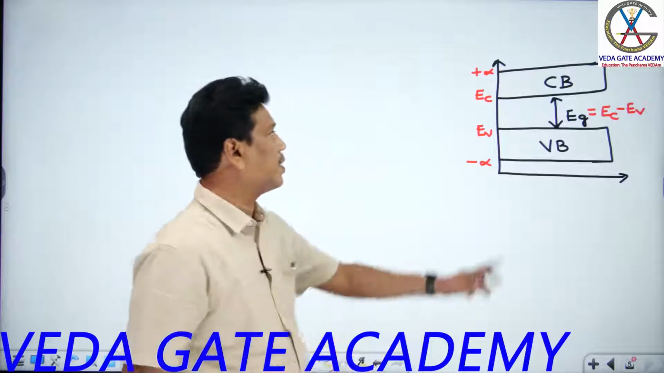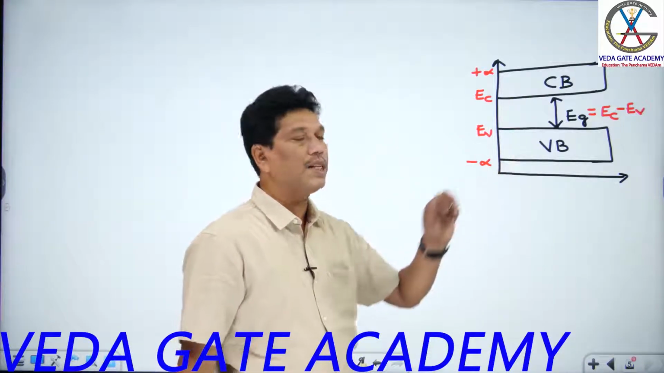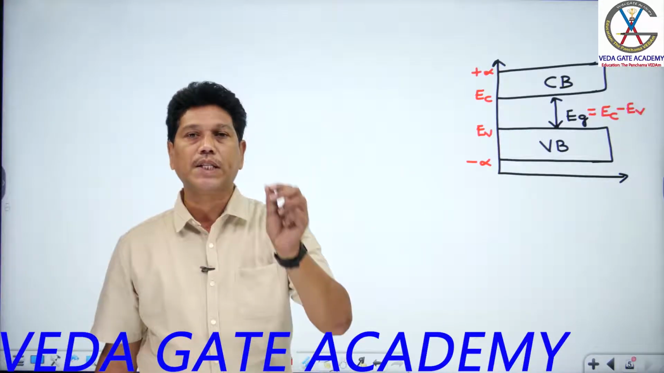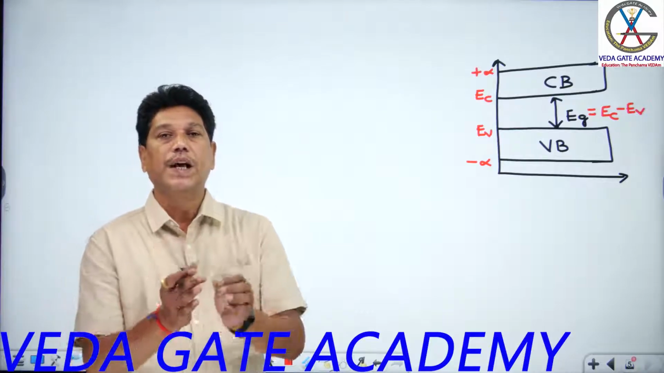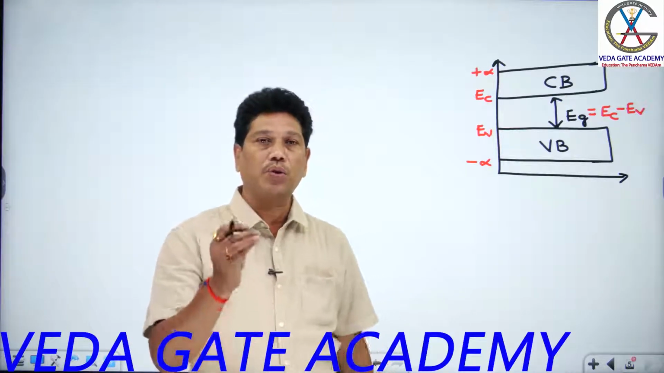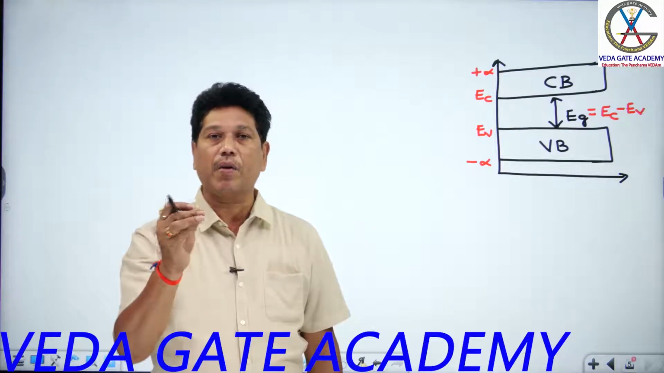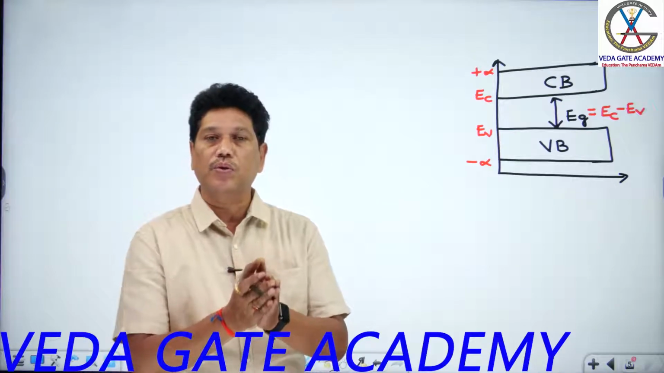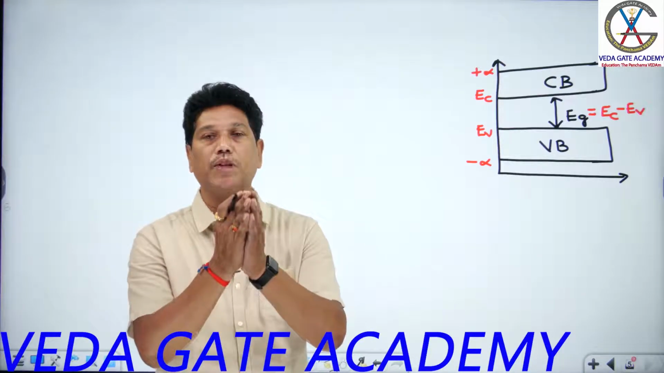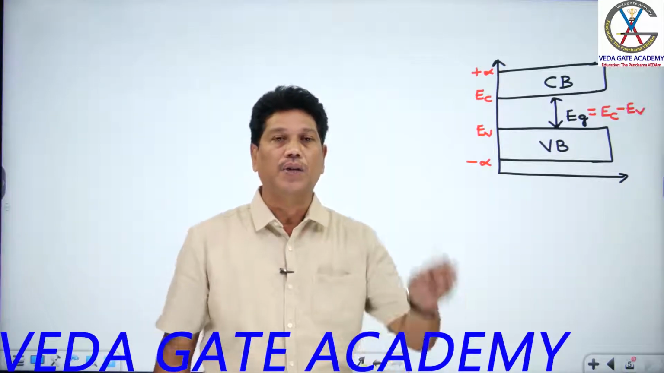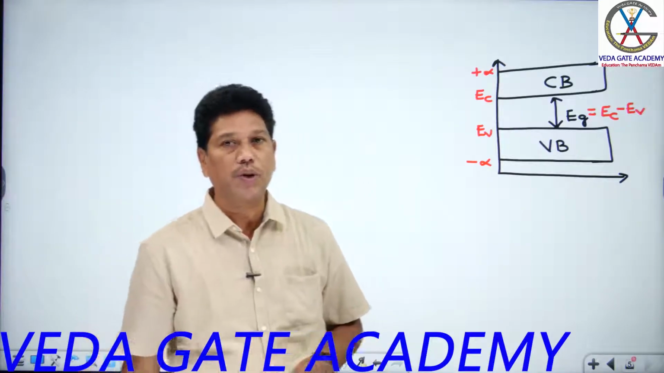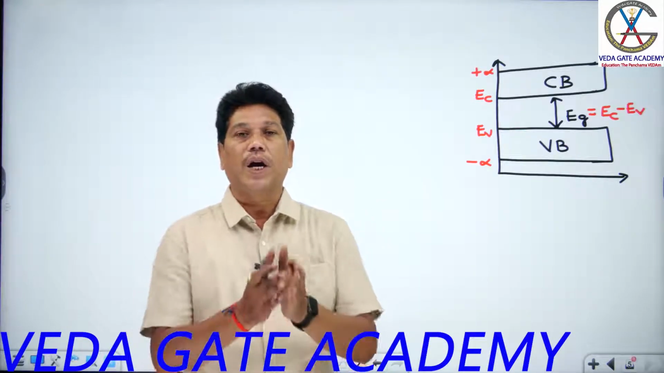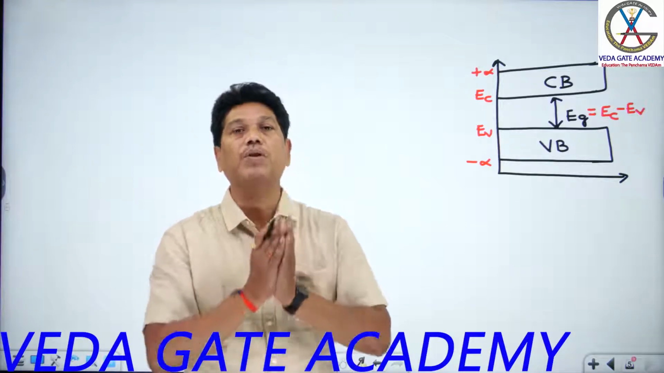EC minus EV, right? Sir, what is the valency band? The valency band is the range of energies considered by valence electrons. What is the meaning of valence electrons? Valence electrons are those which are bound with the nucleus, or bound with the concerned parent atom, and such electrons are not free. So valence electrons are under the influence of the nucleus, and such electrons are not free because they are bound with the nucleus.